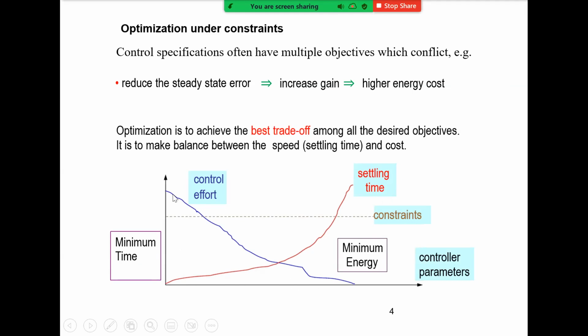Now, if we look at the control effort, this is the minimum time case. If you want to be very fast, your control effort is big, drawn here by this blue line, which means you have to be more expensive. Then, of course, you say I want to save energy, I want to save the cost. Then on this end, the control effort is small, but meanwhile the speed of your system will be very slow.